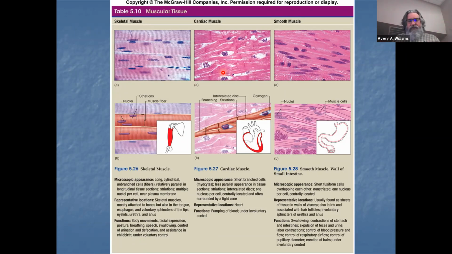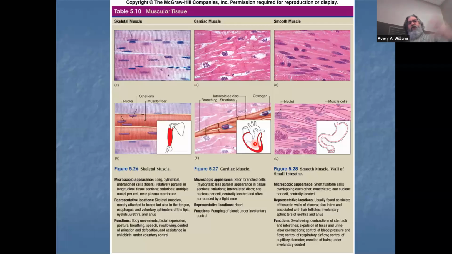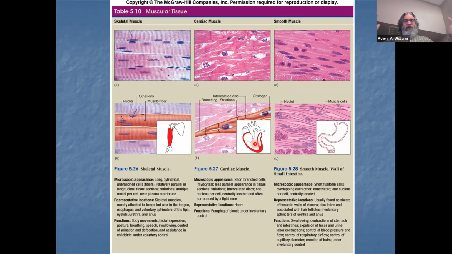And so they're continuous with the real meaty muscular pumping chambers of the heart, the ventricles. The walls of the ventricles are cardiac muscle, and the walls of these arteries have a little bit of cardiac muscle in them as well. So what does it look like? Of course, we know what it does. It contracts, and so it propels and circulates blood.